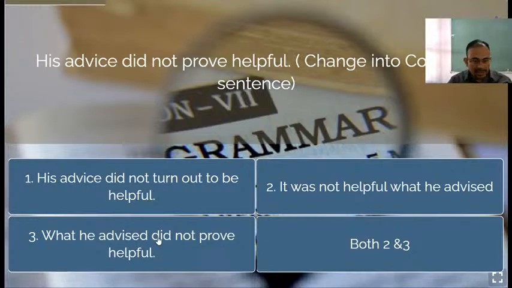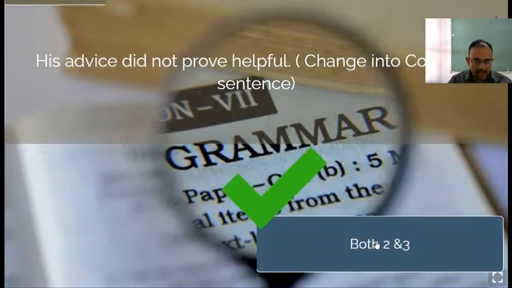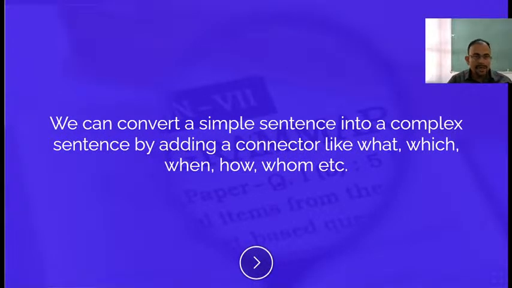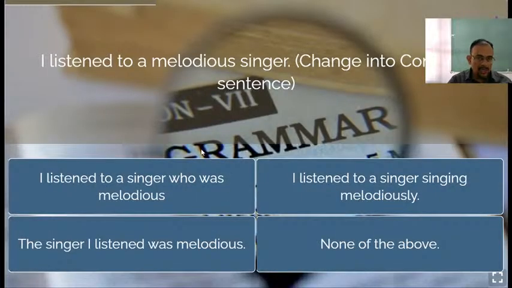So here you can see there are two kinds of complex sentence. One is 2, one is 3. Therefore the answer both 2 and 3 should be correct, right? Okay, so we can convert a simple sentence into a complex sentence by adding a connector like what, which, when, how, whom, etc. Okay, now let's move on to the next question.